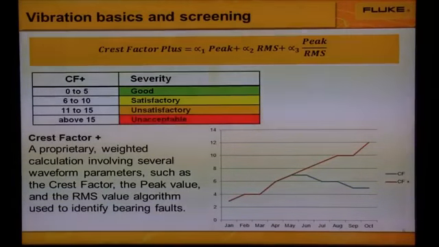The Crest Factor Plus values can be related to bearing damage according to the severity chart in the middle. In the lower right is an example graph that shows ordinary Crest Factor in blue varies from 3 to 7, but then back to 4 as the bearing worsens, where Crest Factor Plus, the red plot, increases steadily from 3 to 12 as the bearing damage worsens.